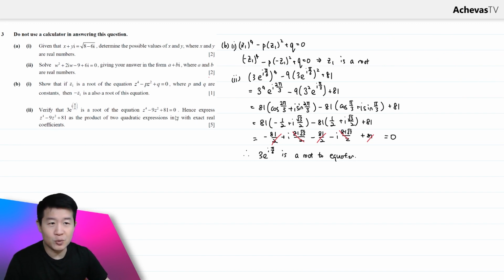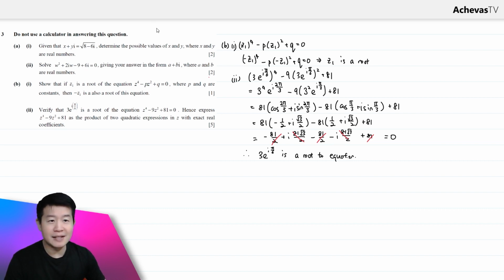Okay, let me continue with this. In the next part, the question says, hence express this as a product of two quadratic expressions in z with exact real coefficients. The thing is, this z to the power of 4 equation, the coefficients are all positive numbers. So if the coefficients are all real, that means if a complex number is a root, the conjugate will also be a root.